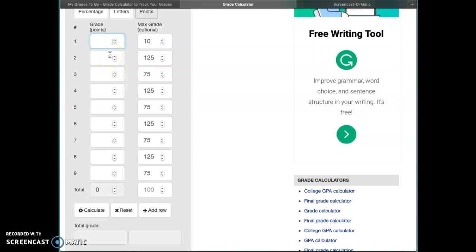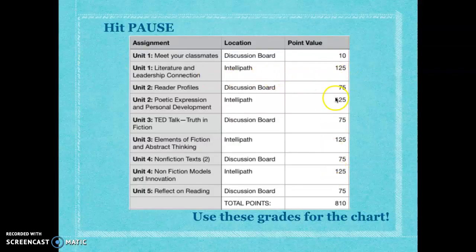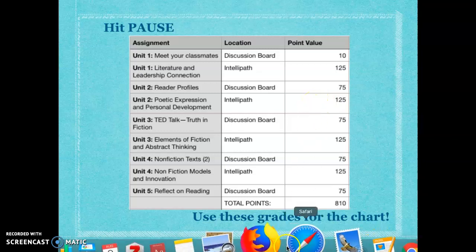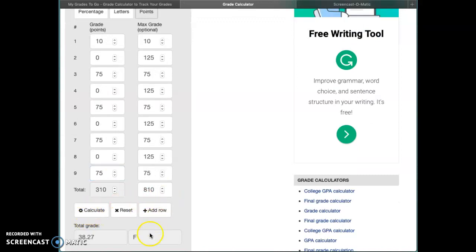The reason I really want you to think about this is that a lot of times we get busy and we think, well, what if I do IntelliPath? Or what if I do discussion boards? And we don't think about doing both of them, that they work in tandem, that they work together. So if we just enter grades for one of these things, we're going to find that we're not doing so well. So let's say we did perfectly every time in discussion boards, but we just said, you know what, I don't have time for IntelliPath. I'm not going to do that this round. Well, I want you to see what kind of grade pops up. We have a 38.25.